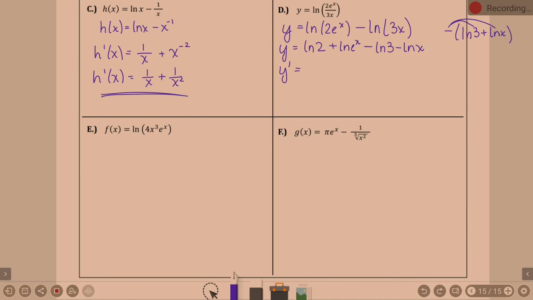What is the natural log of 2? We don't know, but is there a variable? No, there's not a variable. There's no x. Are you with me on that? So that means natural log of 2 is a number, a constant, if you will. What's the derivative of a plain old number? It's 0.